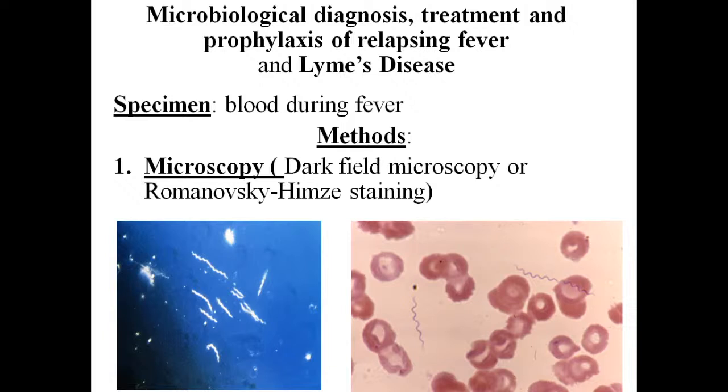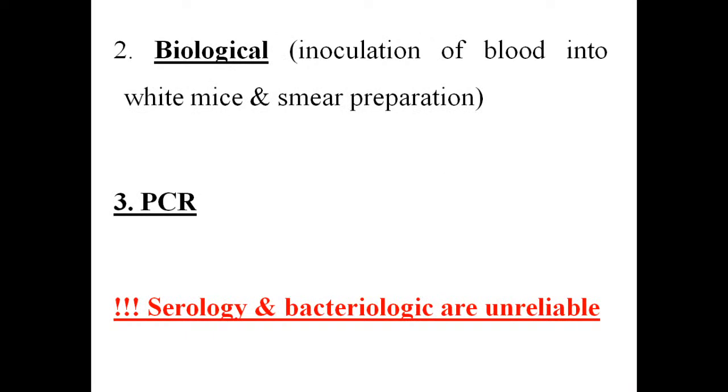Which methods are used for diagnosis? The first one is a microscopic method. It is dark-field microscopy. Like here we can see a bacteria on almost black background, and Romanovsky-Giemsa staining. You can see that here bacteria are stained in blue, violet color. Gram staining is not used, you remember.